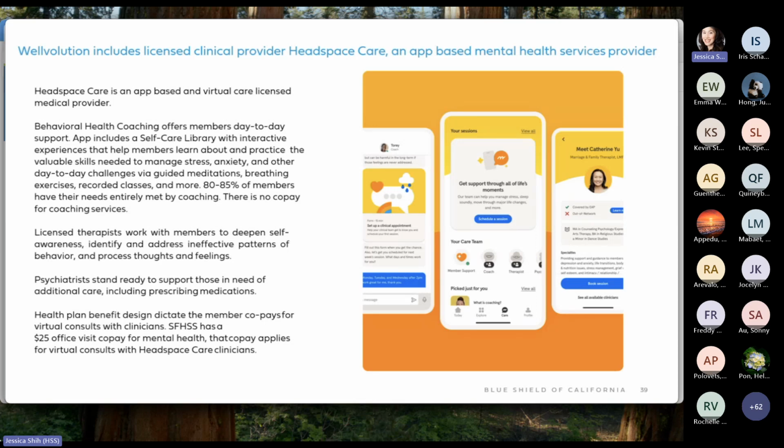80 to 85% of members have their needs entirely met by coaching. There is no copay for coaching services. Psychiatrists stand ready to support those in need of additional care, including prescribing medications. Health plan benefit designs dictate the member copays for virtual consults with clinicians. SFHSS has a $25 office visit copay for mental health. That copay applies for virtual consults with Headspace Care clinicians.